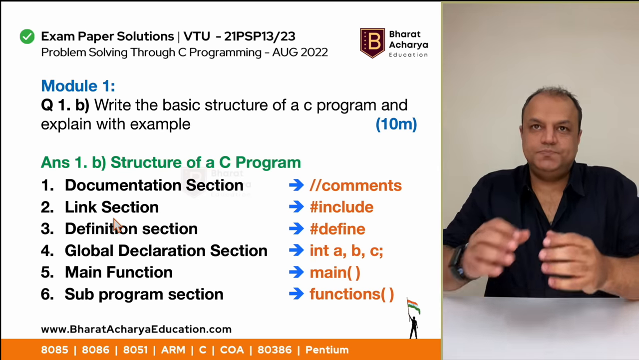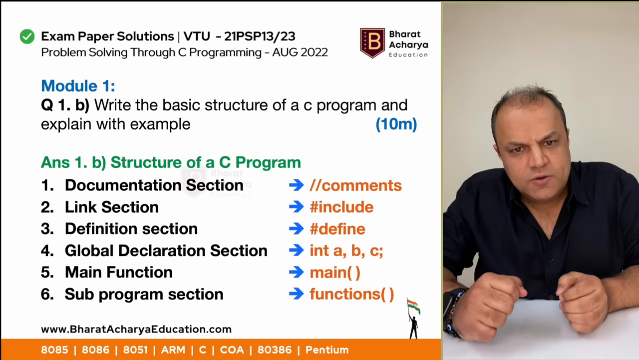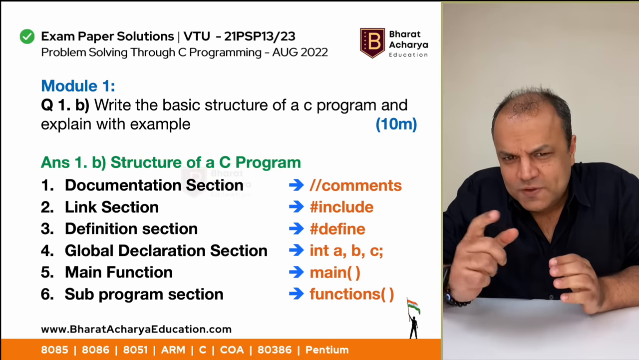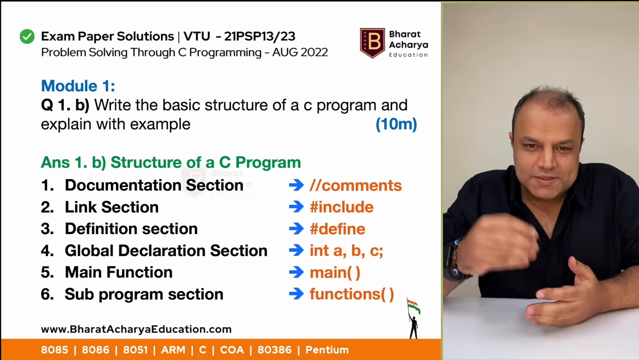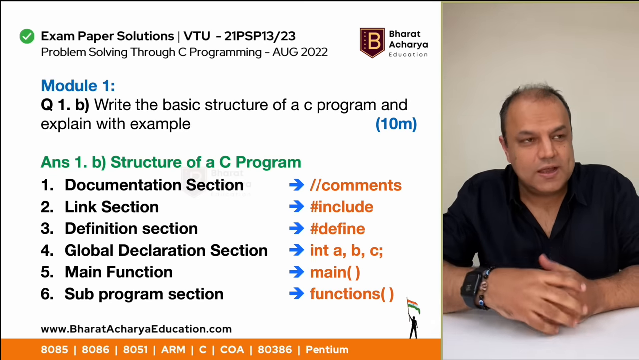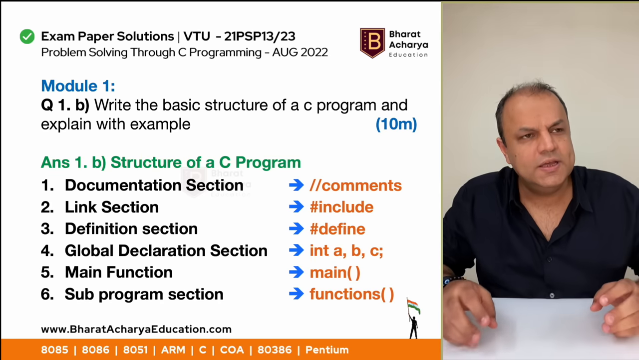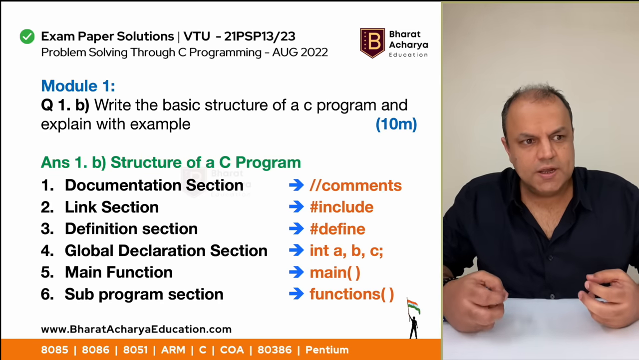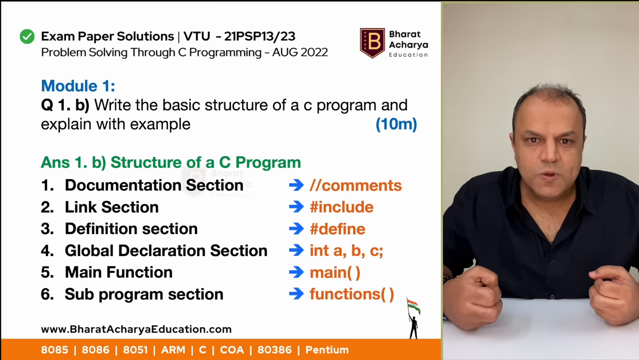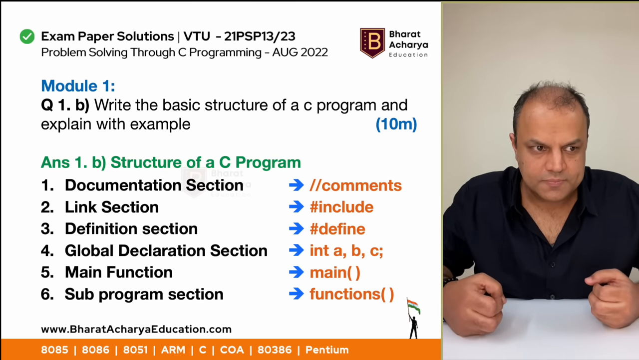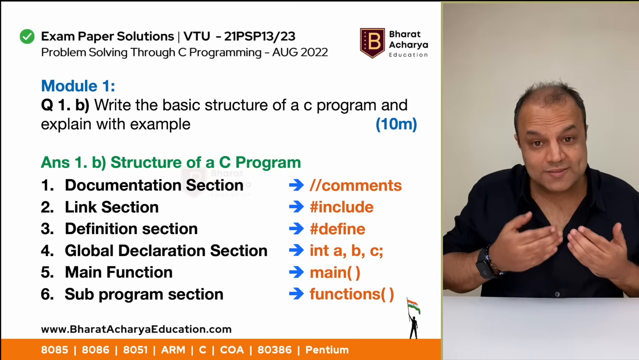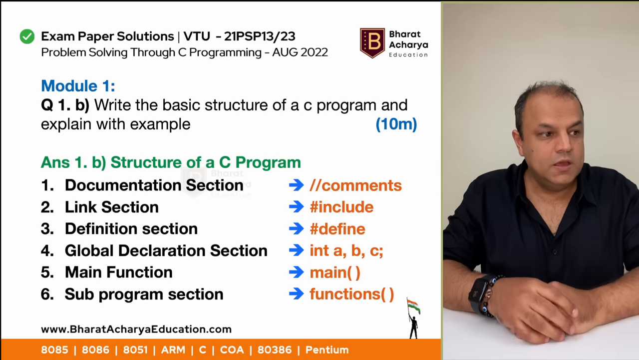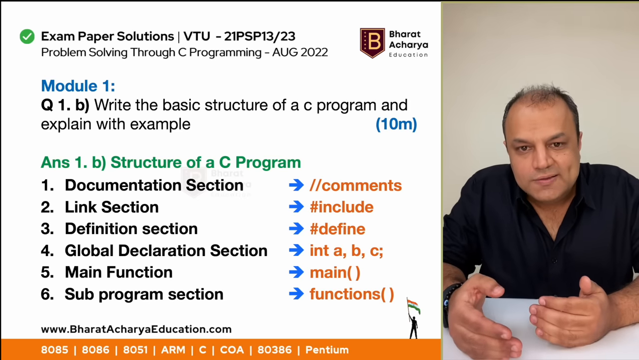Link section. Link section is your hash includes. You know you begin every C program with a hash include, right? What are you doing? You're including library functions. You're including header files which have those library functions. What does that mean? I'll tell you very simply. There are some functions that every programmer will need in his or her program, like a printf or a scanf. You need to show something on the screen. You need to take something from the user. So you know that everybody needs these functions.